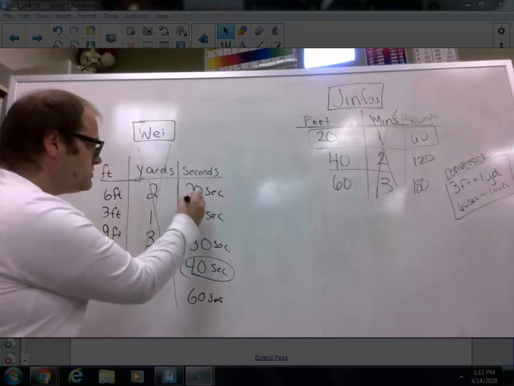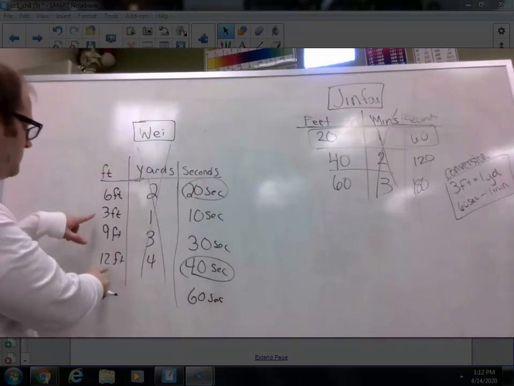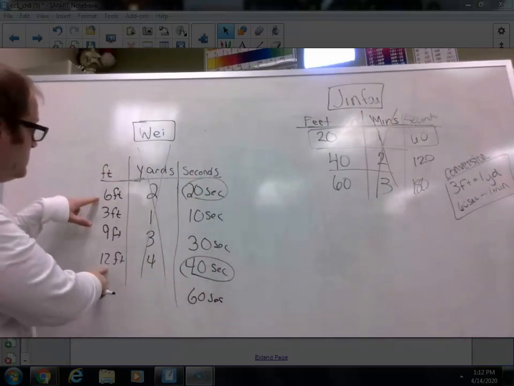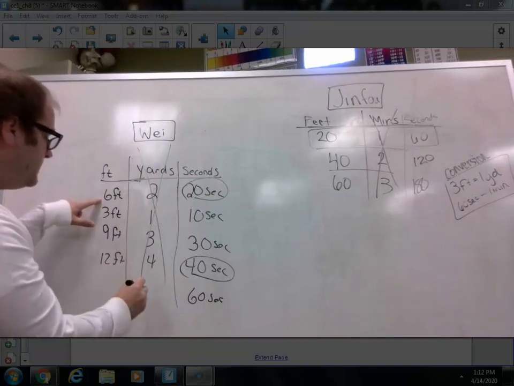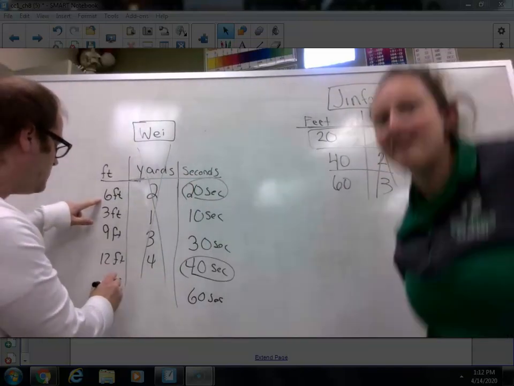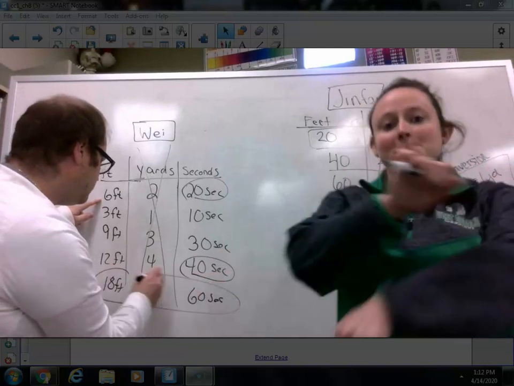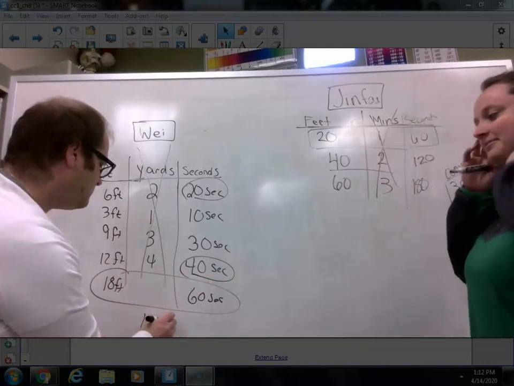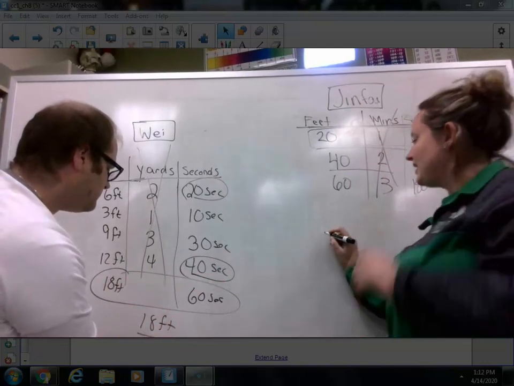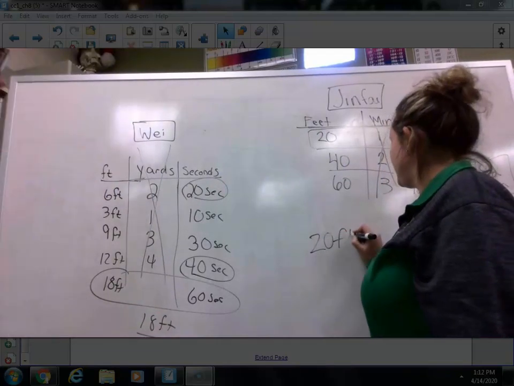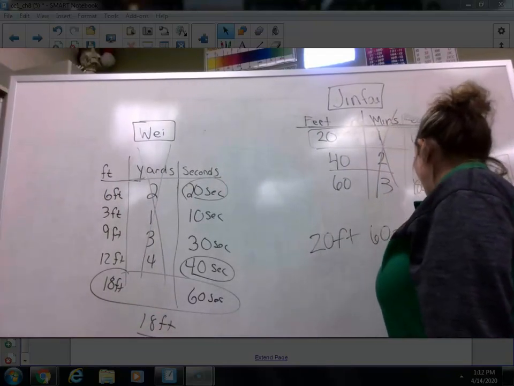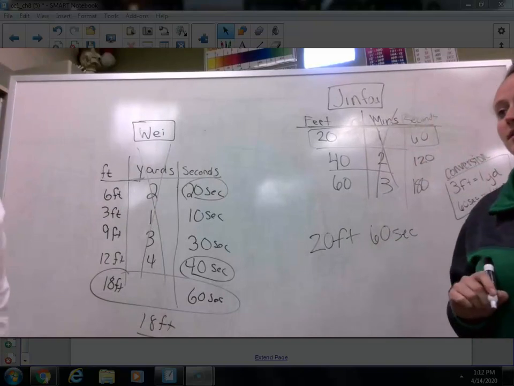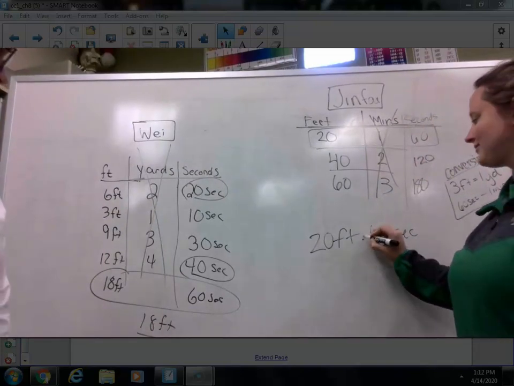So here's 40 and here's 20. So I'm going to add the feet that my gerbil traveled. 12 and 6 would be 18. So that means my gerbil traveled 18 feet in 60 seconds. And my gerbil traveled 20 feet in 60 seconds. Mine wins. I think she cheated.